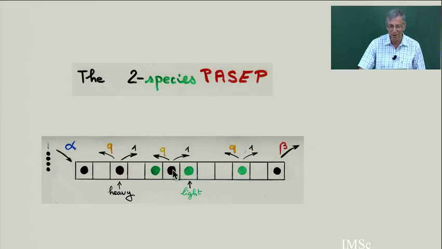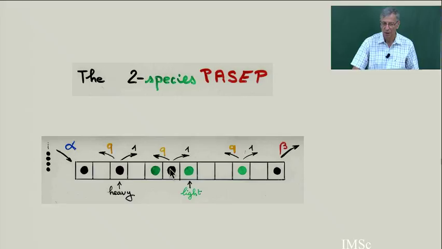Now what happens when we have a black and a green, or a green and a black together? Then the black has priority, and it will go right with probability 1 by jumping over the green, and the green will exchange. If the black wants to go right, the green has to evacuate and take the cell which was occupied by the black. Same on the left. If the black wants to go back to the left with probability q, then the green will jump and go to the position of the black. So they move with this rule.